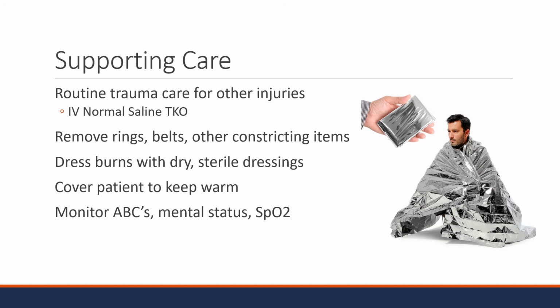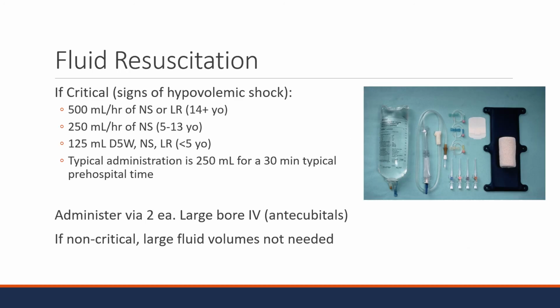Standard ABCs, watch that mental status and SpO2. Mental status in particular is how we're going to know if they're going to start to go into shock. So fluid resuscitation. If the patient is critical, then we go into this fluid resuscitation mode. What's important to know, there used to be the Parkland formula and this whole complicated, take the percentage and multiply it by the number of kilograms and then multiply by some complicated nonsense formula that basically said give them a lot of fluid really, really quickly.